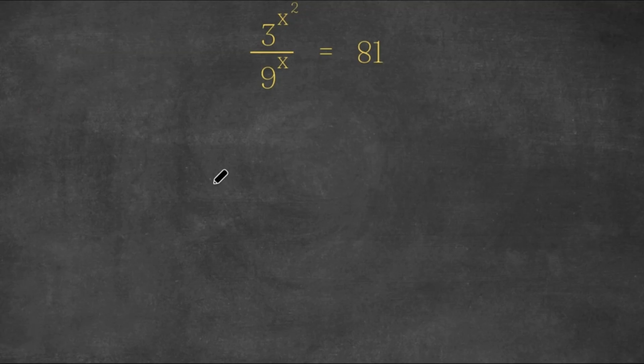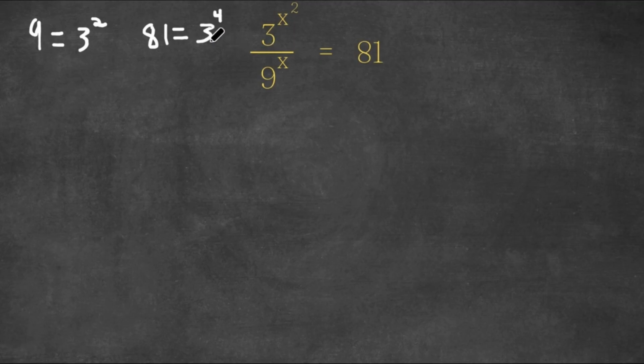In today's video, I'm going to be teaching you guys how to solve this exponential equation. So we have 3 to the power of x squared over 9 to the power of x equals 81. So 9 is equal to 3 squared, right? And 81 is equal to 9 squared, which is 3 squared to the power of 2, which is 3 to the power of 4. So what I'm going to do is change all these bases so that they're 3. That makes the equation much easier to solve if all the terms have the same base.